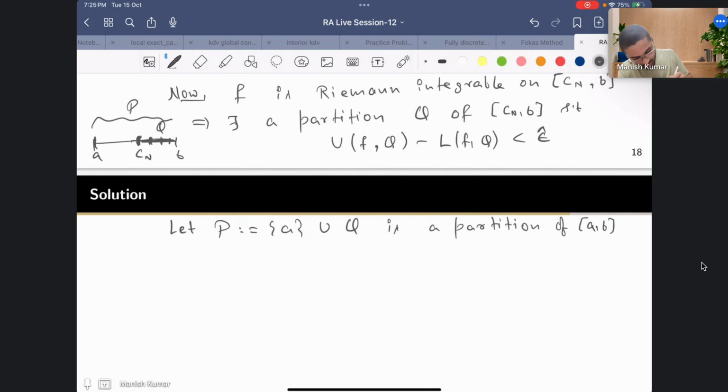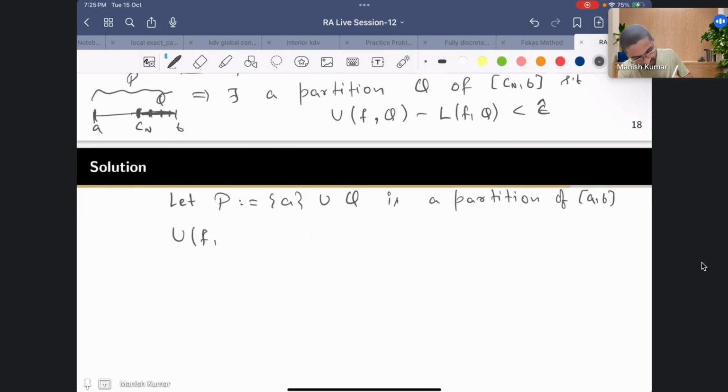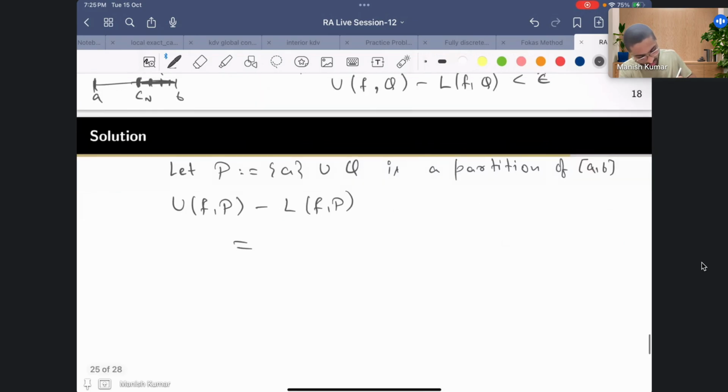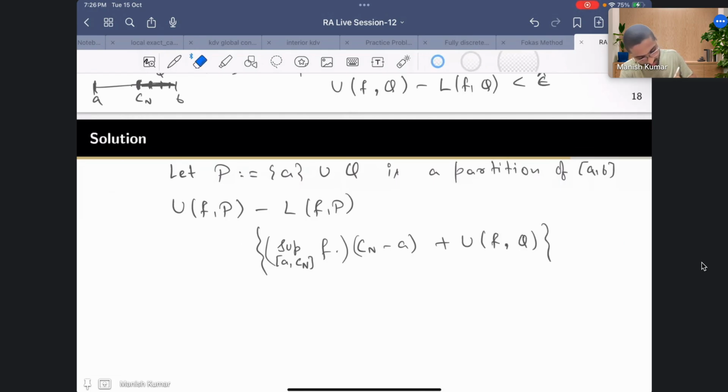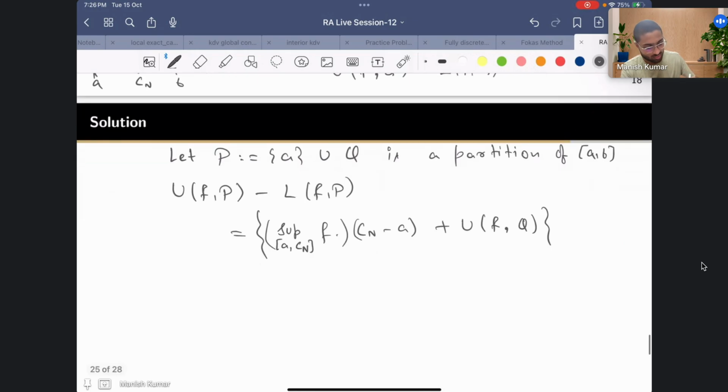Okay, now let us try to evaluate what is UFP minus LFP. Okay, so this is nothing but, the first thing would be that supremum of F over A comma Cn, the supremum of the function F, and then you have Cn minus A, right? And then plus UFQ, right? Because the other partition points are the same. So if you add it up, you will get UFQ.